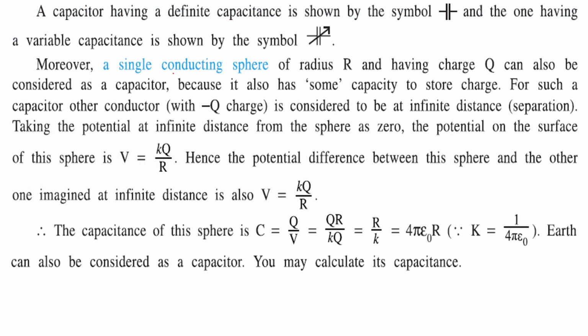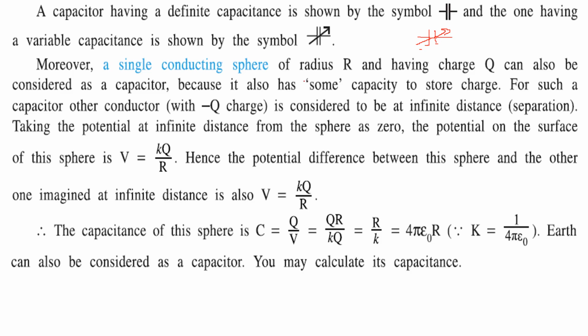So a capacitor having some definite capacitance will be shown like this. There will be two parallel lines, and these are representing the plates. And the one which is having a variable capacitance will have an arrow like this.